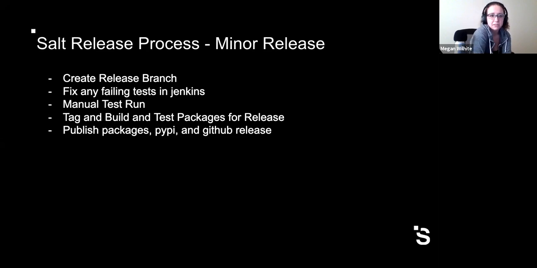Then once again, we have to fix any failing tests in Jenkins and run the manual test run. And then once everything's green, we want to tag, build, and test the packages for release. And then on the day of release, we publish the packages to repo.saltstack.com, publish to PyPI, and then we also publish the GitHub release. So those are the steps to the release. There's a lot more to it, but that's the higher level view of it. So if you could go to the next slide.